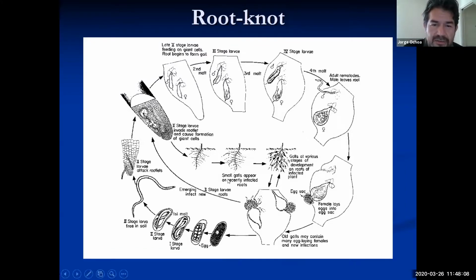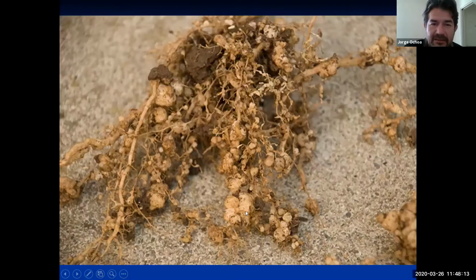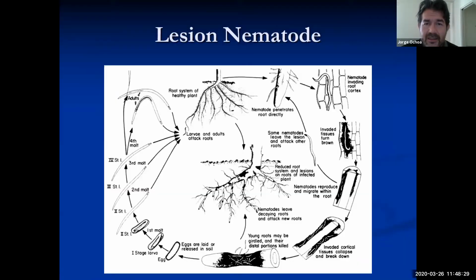So the roots will have some of them present on the outside. Here is the resulting root that has some of the nematodes feeding on it right now. And you see the damage, where it has a grotesque, deformed shape to it. The lesion nematode is going to be an interior feeder. So it's going to force its way into the root. It's going to hatch like any other animal.